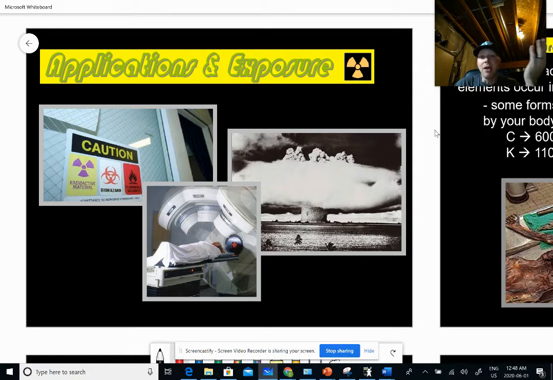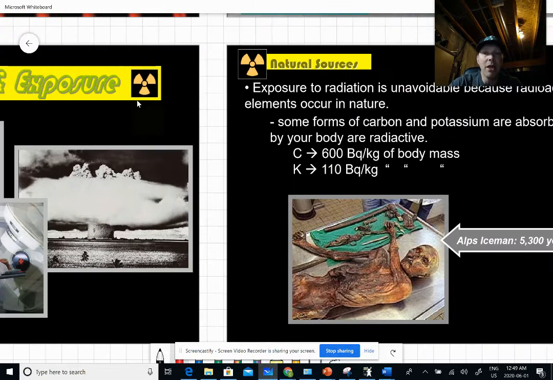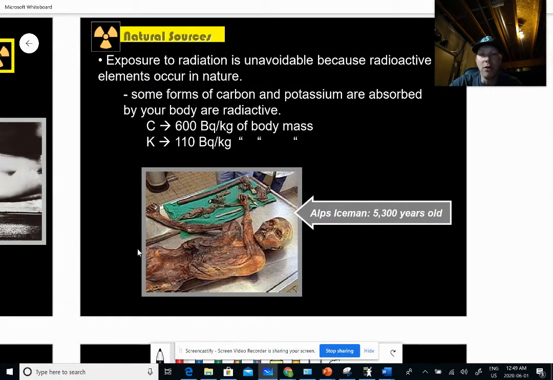There's a little quiz or survey that we usually get you to do, and you see how much radiation you're exposed to. It's pretty common. Even your body has carbon and potassium in it, and it's giving off radiation as well. Because of that, we're able to do radioactive dating, like with this Alps Iceman. We know how much radiation your carbon gives off, so 600 becquerels per kilogram of body mass. Because of the half-life curves, they're able to determine how long the body has been decomposing. For this Iceman, they knew that he's 5,300 years old.